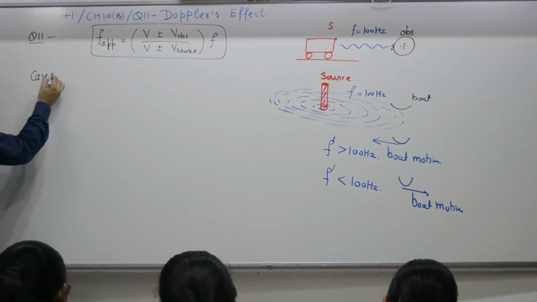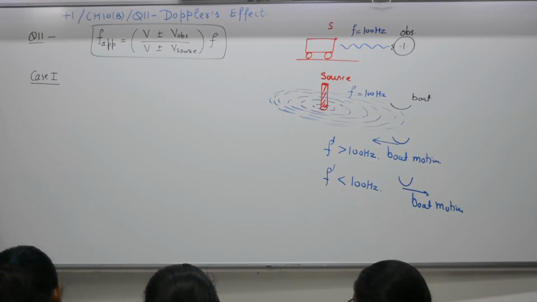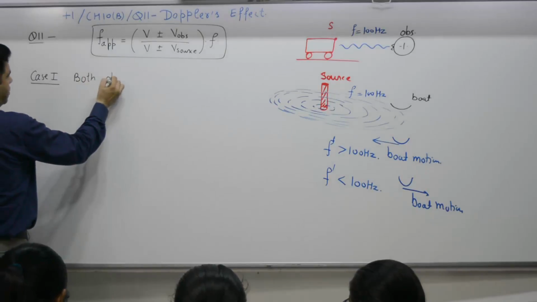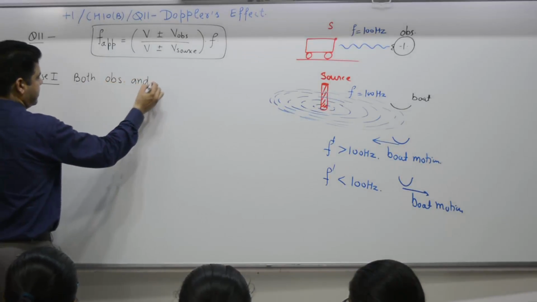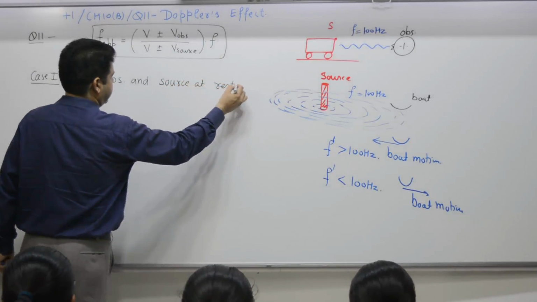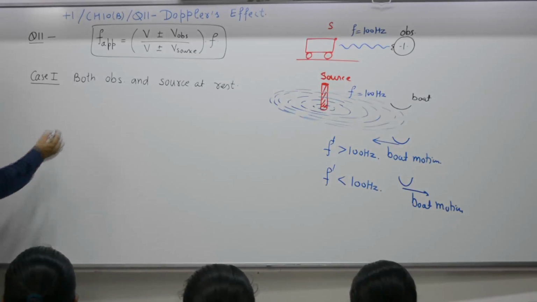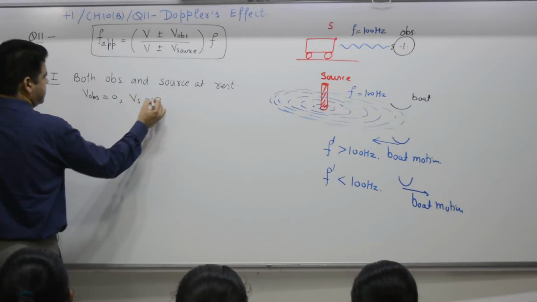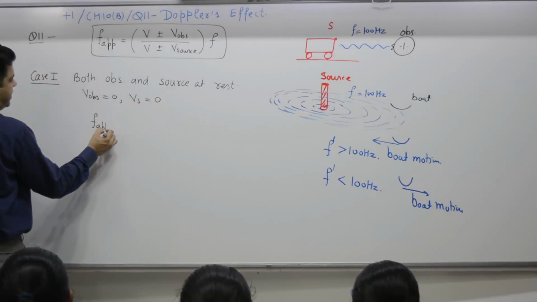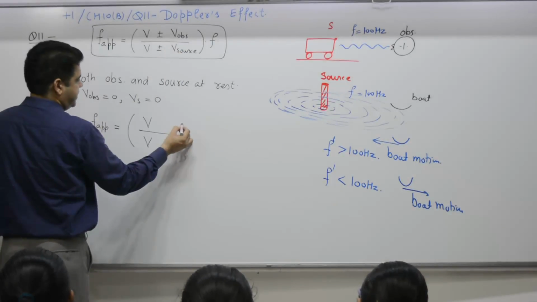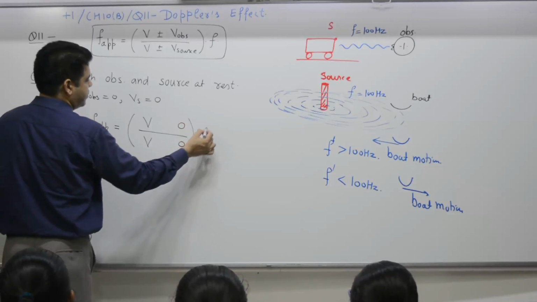Case number 1. Both observer and source are at rest. Both observer and source at rest. Means what? Observer speed is what? 0. Source speed is what? 0. So, F apparent is equal to V over V. Observer speed is 0. Source speed is also 0.